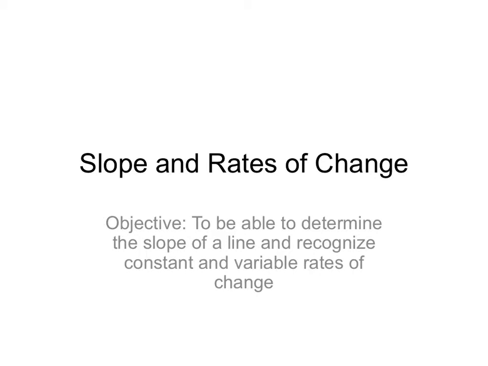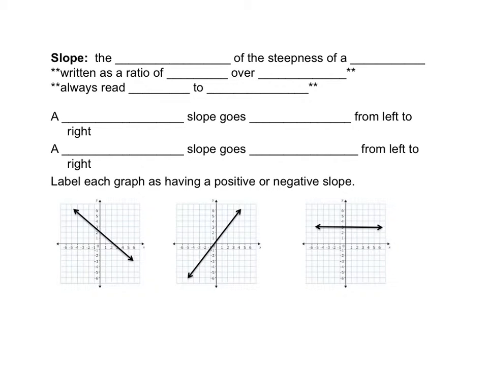Okay, sixth graders, back again, and today we're going to be looking at slope and rates of change. By the end of this lesson, you want to be able to determine the slope of a line and also to recognize constant and variable rates of change. So first, we should probably discuss what slope actually is.